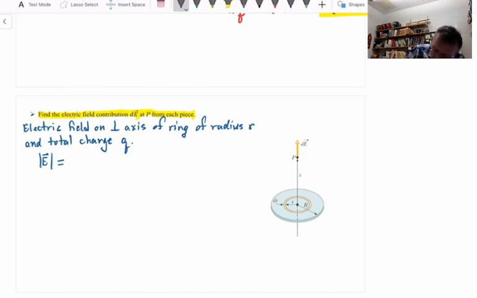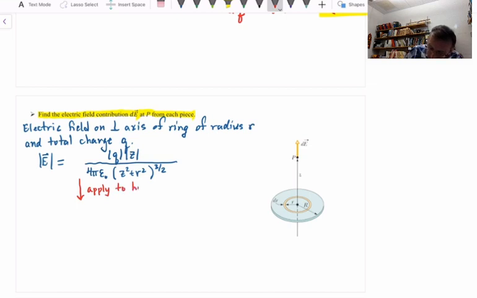It will be the magnitude of the charge Q times the magnitude of the value Z over 4 pi epsilon 0 times Z squared plus R squared to the 3/2. But now what I have to do is apply this result to the highlighted ring in my drawing over here. I have to figure out how to use that result that we already derived for the particular ring in our drawing here.